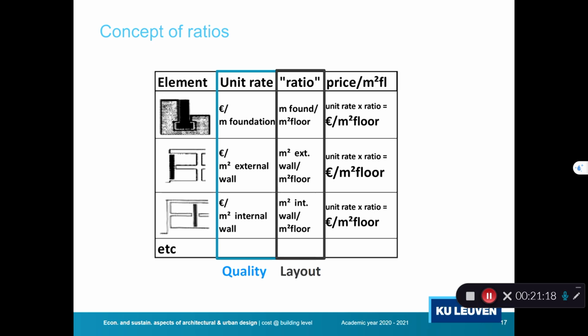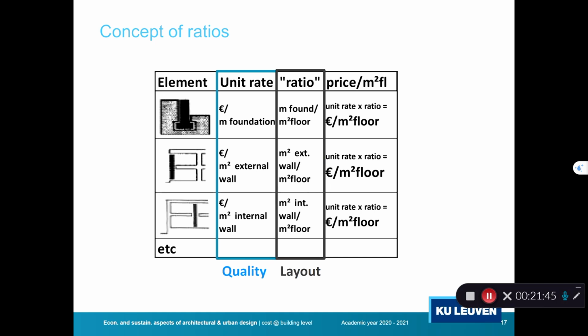So for example, if I have a very incompact building, I will have a lot of external wall. If I have a lot of external wall, although my price per square meter is maybe not high, if I have a lot of it per square meter of floor, my costs for external walls will be high. So I could change my layout to reduce the amount of external wall I have.